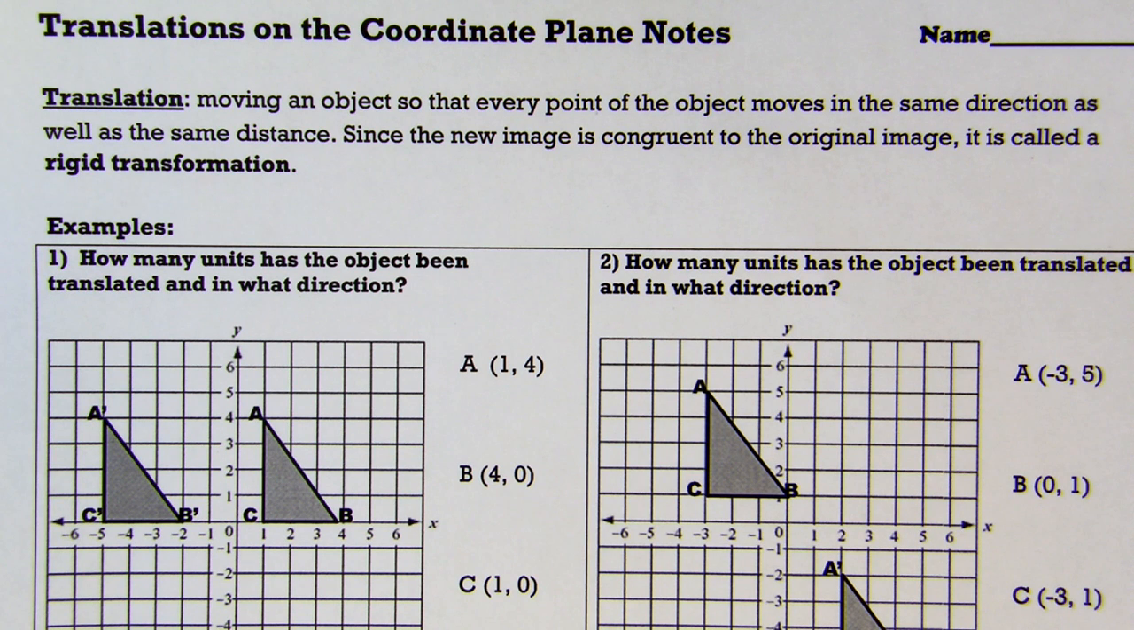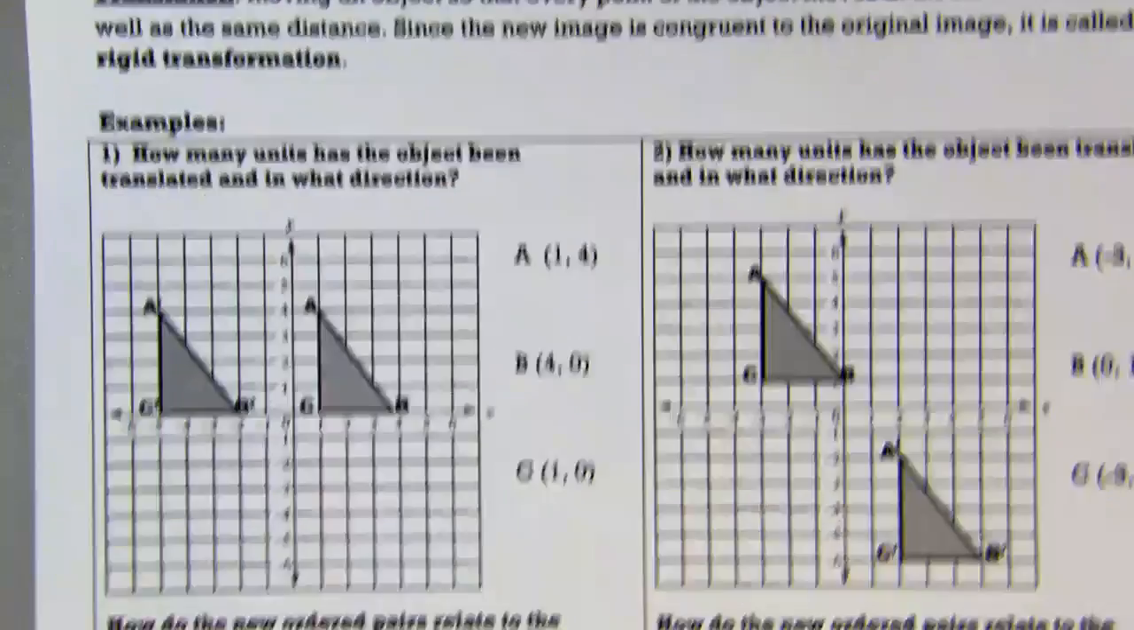Alright, so today's lesson is on translations on the coordinate plane. The key vocabulary word we're going to use for today is translation. It is moving an object so that every point of the object moves in the same direction as well as the same distance. Since the new image is congruent to the original image, it is called a rigid transformation. Let's go ahead and look at our first example then.